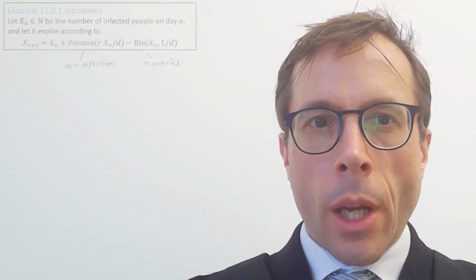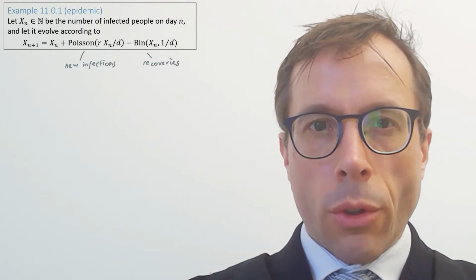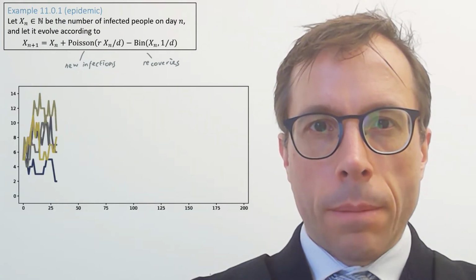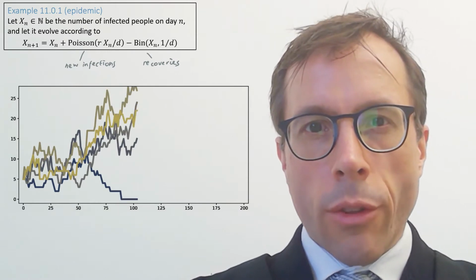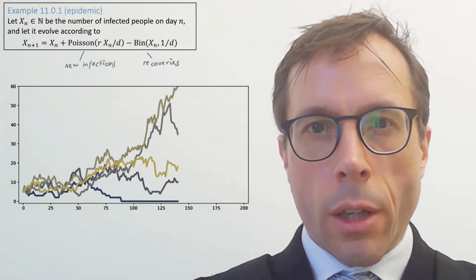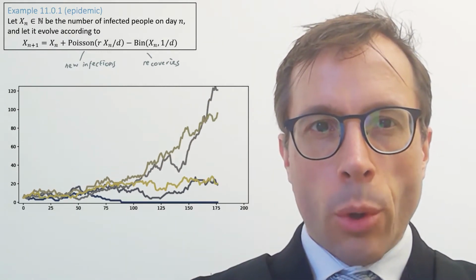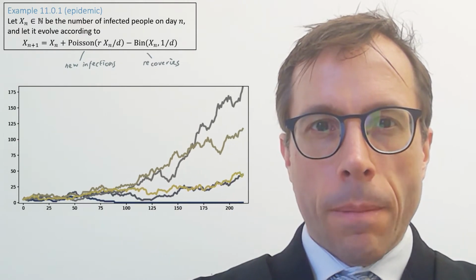In the next few videos, we'll study the behaviour of Markov chains. Let's start with a couple of illustrations. Here's a model we've looked at before, a model for the spread of an epidemic. I'm showing 5 different simulations here, all with the same parameters, d equals 14, r equals 1.1. I've started them all at x0 equals 5.